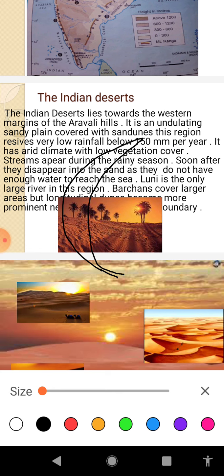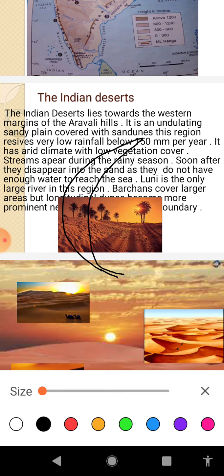And near the Indo-Pak border, we are getting longitudinal dunes. And with regard to the longitudinal sand dunes, these are the large elongated sand dunes lying parallel to the prevailing wind directions. So these longitudinal, or large elongated sand dunes, are common near the Indo-Pak border. So I have told you the important features or the characteristics of the Indian desert, and from this also you will be getting a question from this topic.